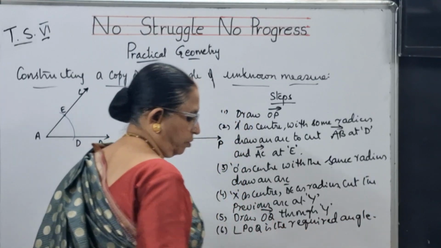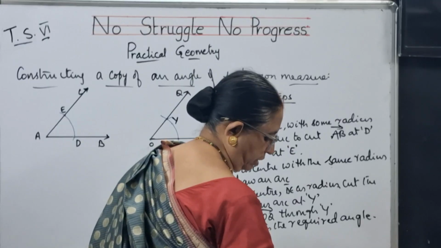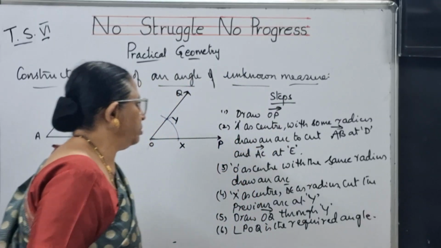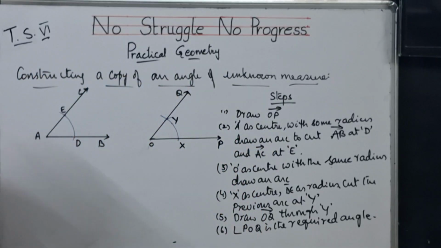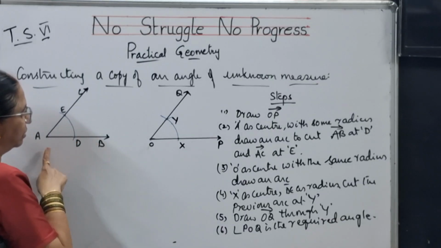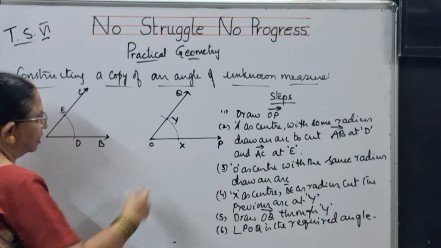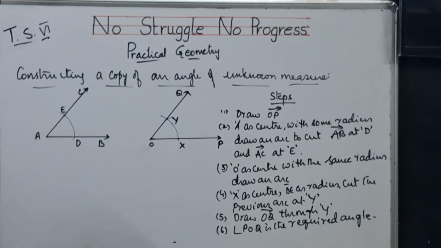So this is how you need to construct an angle when another angle without any measurement is given to you. Just by using the compass and scale, you do the construction. It is a replica of this. You have copied this angle here. So please note it down.